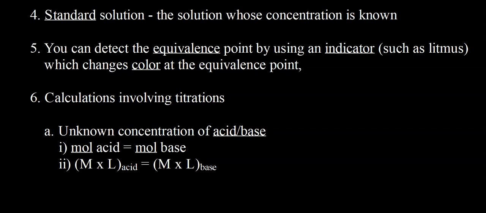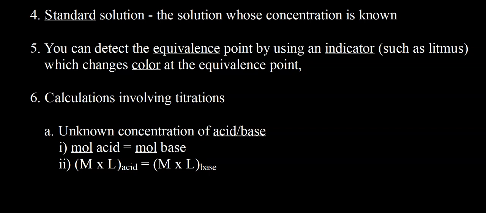So how do you know when you have reached the equivalence point? How do you know when you've completely neutralized the base? To do so, you're going to use an indicator. So it says you can detect the equivalence point by using an indicator, such as litmus. I'm going to use phenolphthalein in our experiment. And remember that the indicator will change color at, or at least very near, the equivalence point.